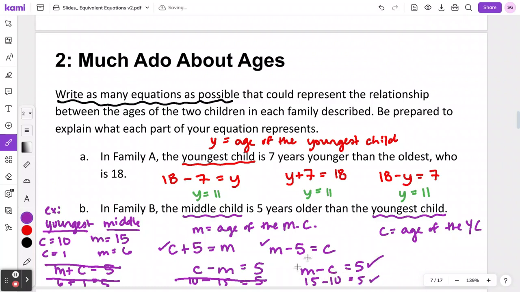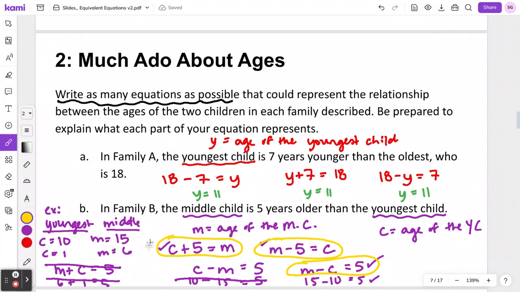which helps me know that is also a correct equation. This equation is just saying the difference between your middle child and your youngest child is 5 years old. I've got a lot of stuff down here for the second one, but I'm going to circle the 3 equivalent equations we came up with. Are these 3 equations here?